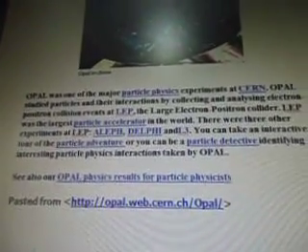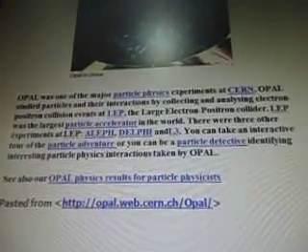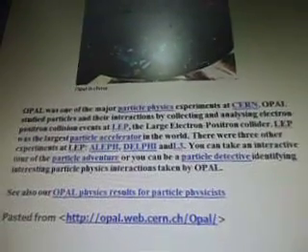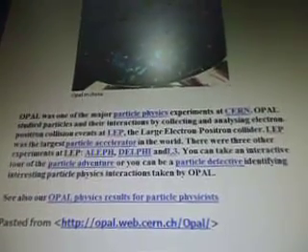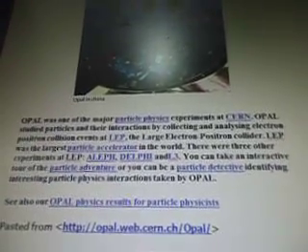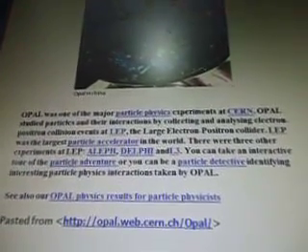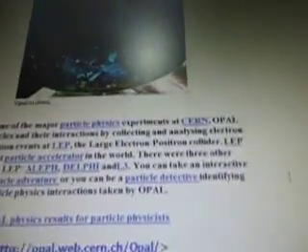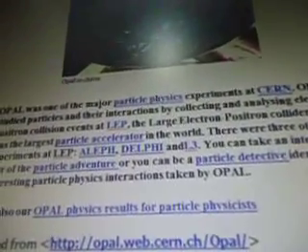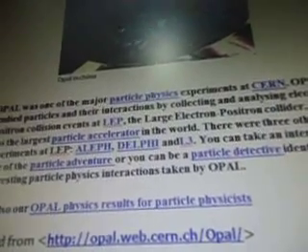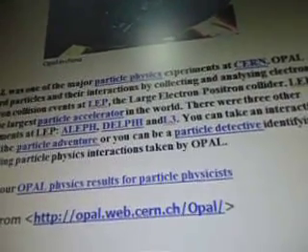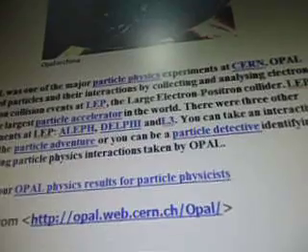So OPAL was one of the major particle physics experiments at CERN. OPAL studied particles and their interactions by collecting and analyzing electron-positron collision events at LEP. Oh, you know what? The new one's called OPERA, O-P-E-R-A. So all they did was change a couple of the letters. If you look up OPERA, that's the newest name for the newest test for the neutrinos. The Large Electron Positron Collider, LEP, was the largest particle accelerator in the world. It accelerates these particles to help them travel faster. There were 3 other experiments at LEP: ALEPH, DELPHI, and L3.